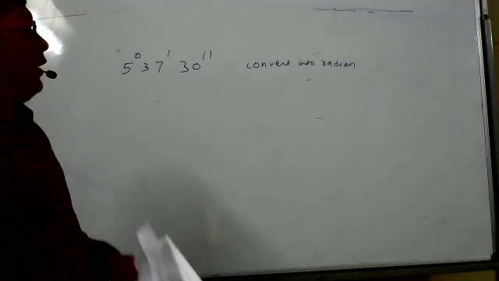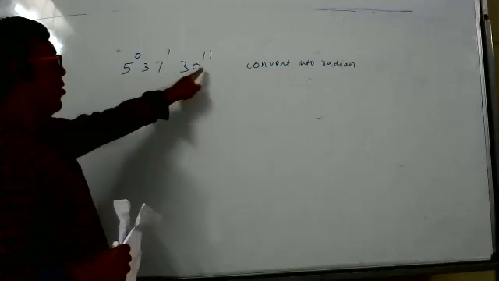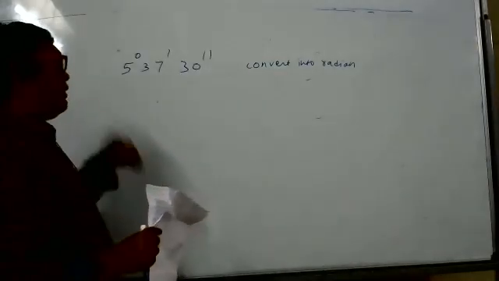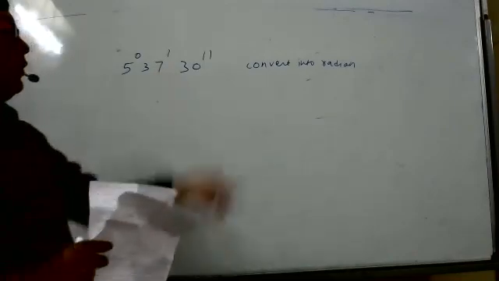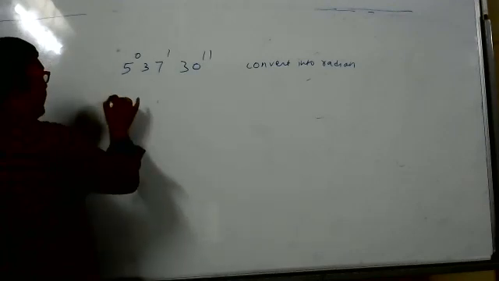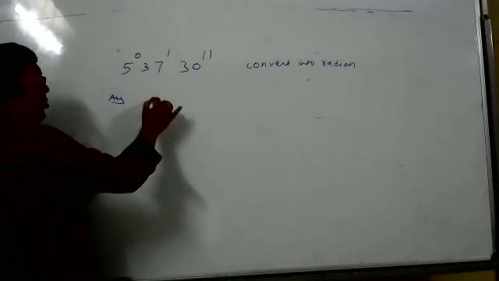So here the clue is we cannot convert directly. First convert 30 second into minute. Then the entire total minute convert into degree. Once you get degree, then convert into radian. That is the tactics. So very simple answer. If anybody has doubt, please see on the board.